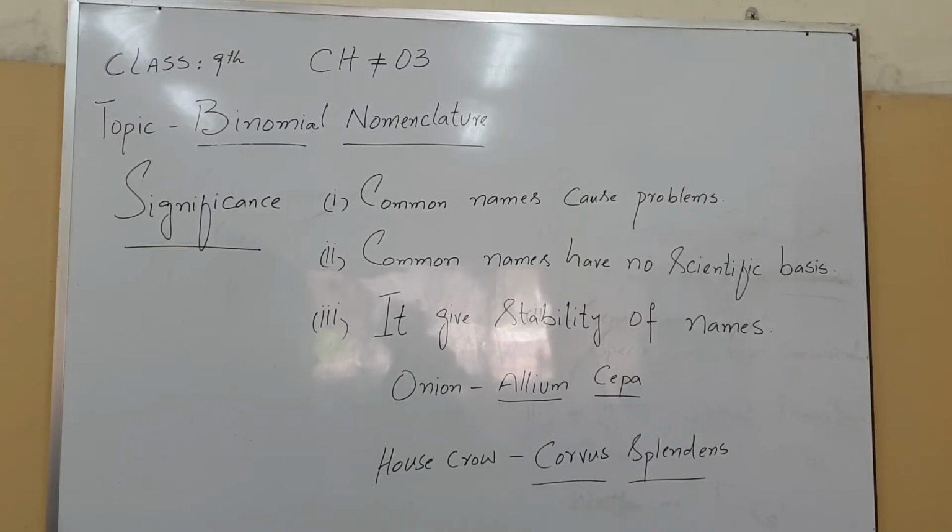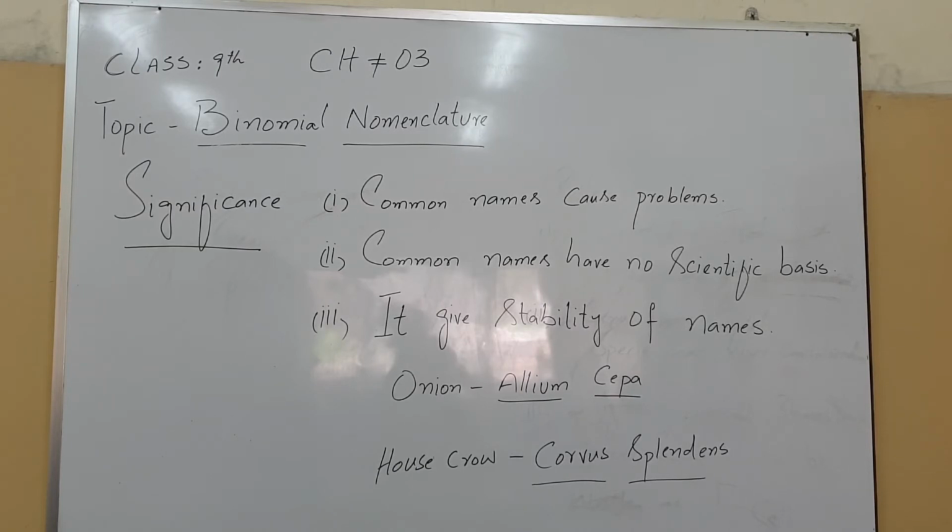Now we will come to the significance of binomial nomenclature, that is, why this system was introduced. First, the problem was that common names create problems, because we have a lot of different languages, and each organism is recognized differently in each language.